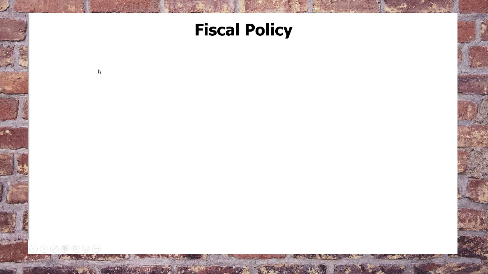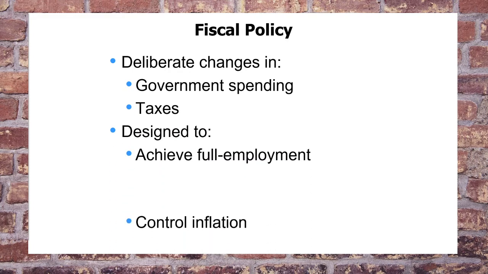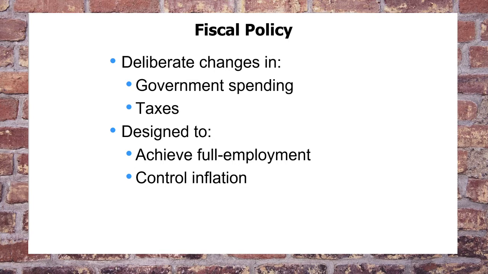Fiscal policy. What is fiscal policy? It is the deliberate changes in government spending and taxes. When we're looking at fiscal policy, the focus will be on government spending and taxes. It is designed to achieve full employment, control inflation, while encouraging economic growth. We've talked about AD/AS. This is looking to move the AS curve to the right, not too much because we want to control inflation, but we do want full employment and economic growth.